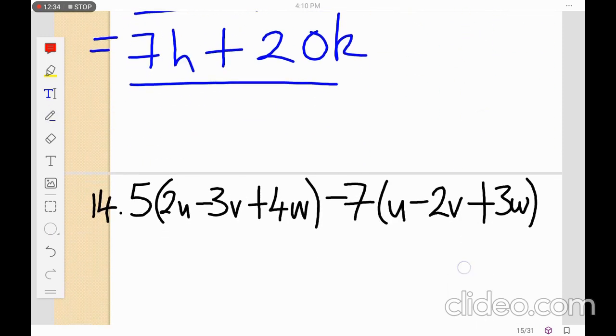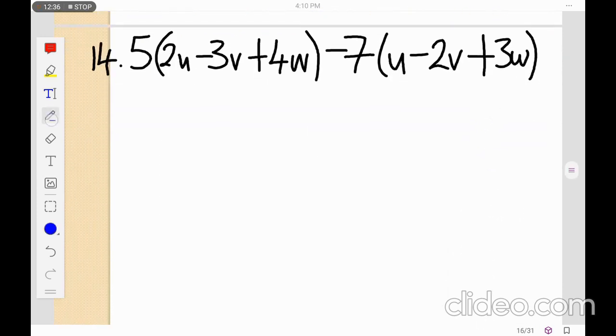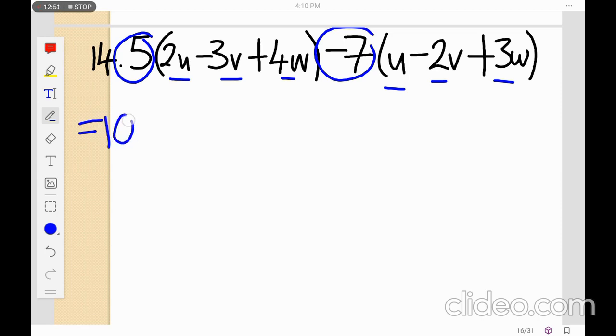Let's look at another question. This one, 5 is going to multiply each and every element, and minus 7 is going to multiply. So here we have a minus 7 there. That may seem like a challenge, but it's not going to be a challenge. 5 times 2u, we get 10u. 5 times minus 3v, we get minus 15v. 5 times 4w, we get plus 20w.